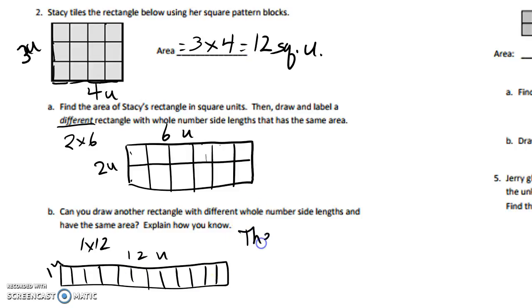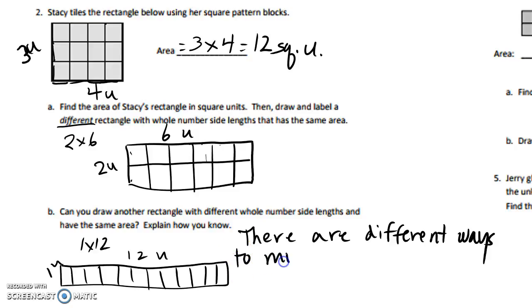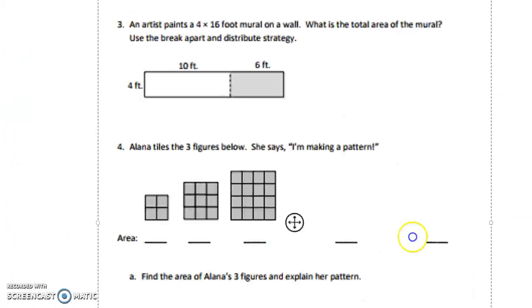Okay, there are different ways to multiply to get 12. That's how I know. So I've got 3 times 4, 2 times 6, 1 times 12, and then if we turn all of these, we have the reverse. 4 times 3, 6 times 2, and 12 times 1. All right. Go to the next page.